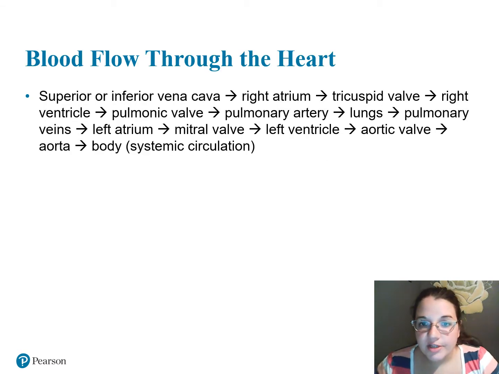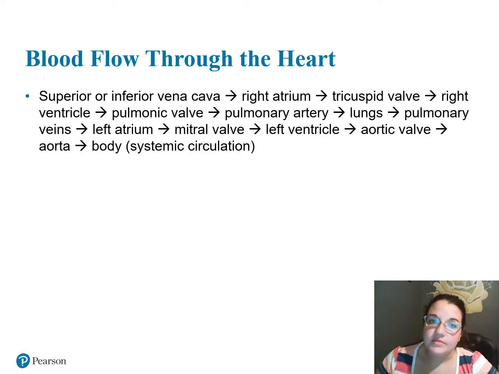All right, so here's your blood flow through the heart. We're going to enter superior and inferior vena cava into your right atrium, through your tricuspid valve, to your right ventricle, through your pulmonic valve, through your pulmonary artery, to your lungs, pulmonary veins, left atrium, mitral valve, left ventricle, aortic valve, aorta, and your body. This is considered your systemic circulation.